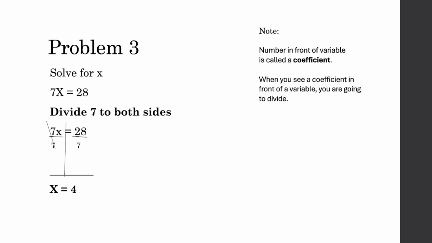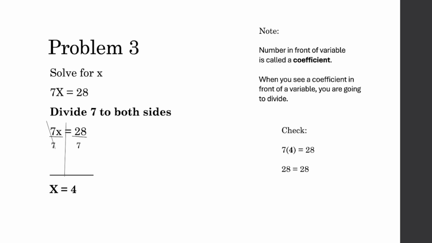Note that the number in front of the variable, like I mentioned, is called the coefficient. When you see a coefficient in front of the variable, meaning the number in front of the letter, you are going to divide. So it has to be a whole number. So something like what we just did just now.